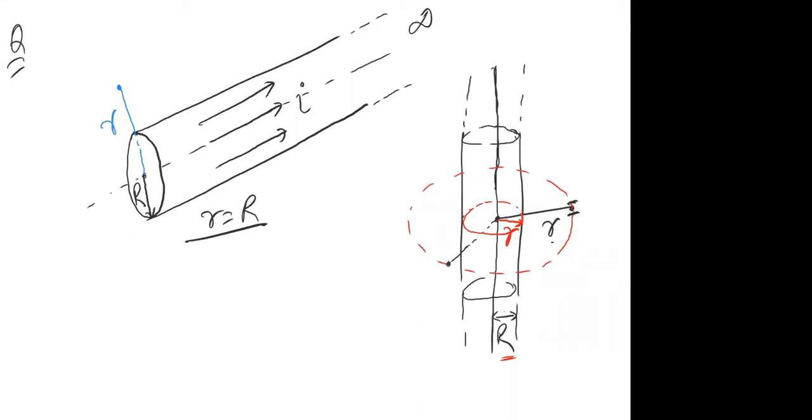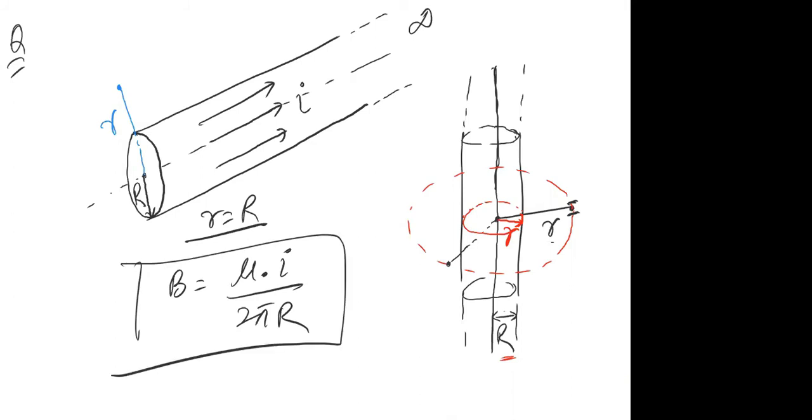Or in other words, whatever formula we have got for the magnetic field outside the wire, I can simply replace small r by capital R in that formula, and I will get the magnetic field at the surface of the wire. That means I get the magnetic field as mu naught I divided by 2 pi R at the surface. Now, moving on to the third part.